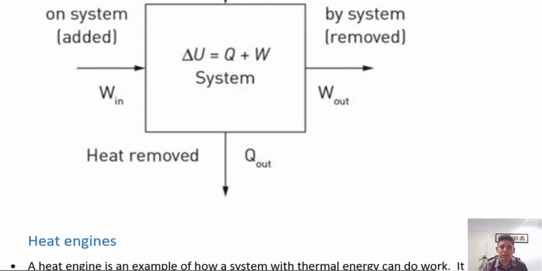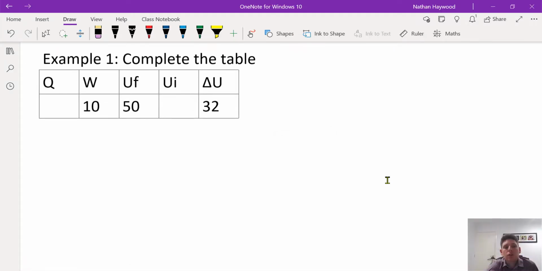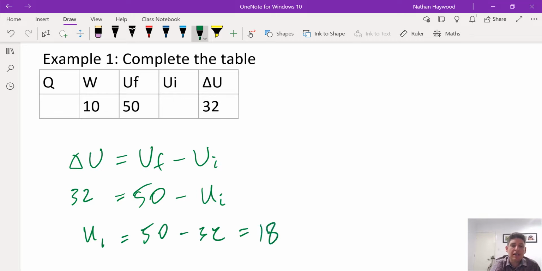So we can apply this to different scenarios. Let's do an example. You can see a table. We want to try and fill the table out. We know change in U is equal to UF minus UI. So we know this is 32, that is 50, and we don't know UI. So we can figure it out. So rearrange this. You have UI equals 50 minus 32, which is 18.